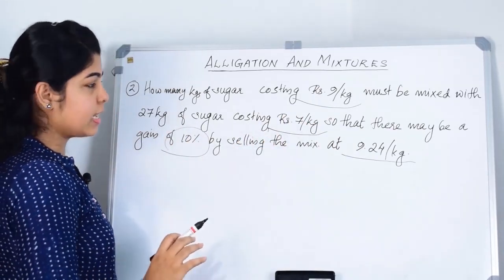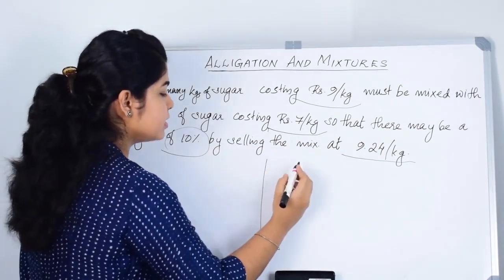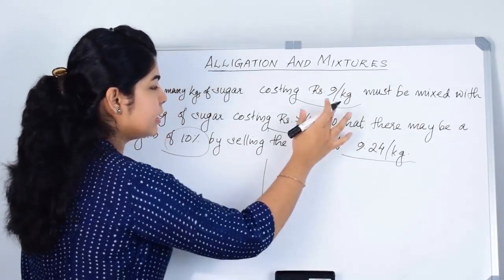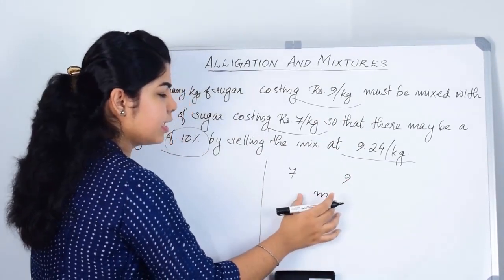So first let us write the details that are given in the question. So the cheaper price is 7 and the dearer price is 9. And we need to write the mean price here in the middle part.